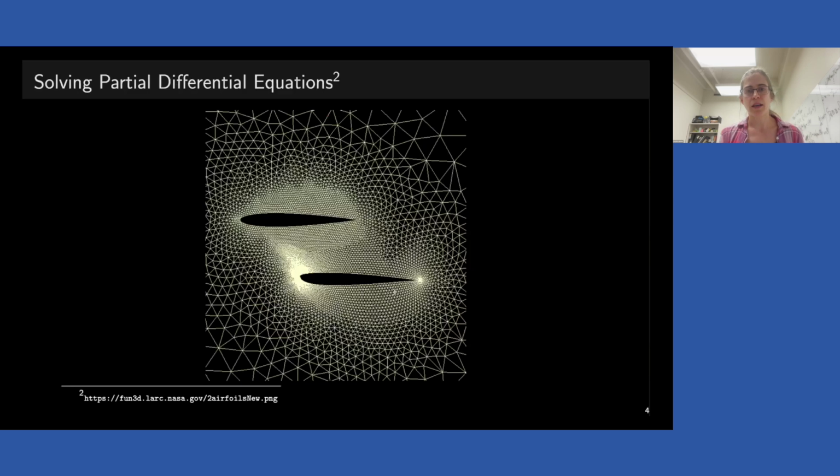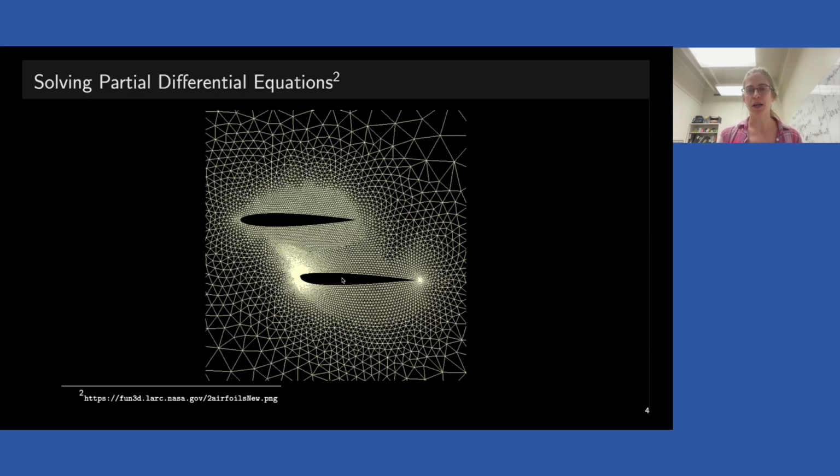And so the general idea here is we take our domain of interest, where we would like to, maybe this could be a cube of air. Here we have just a 2D domain to simplify things a little bit, where you can see two airfoils, and then we discretize it.